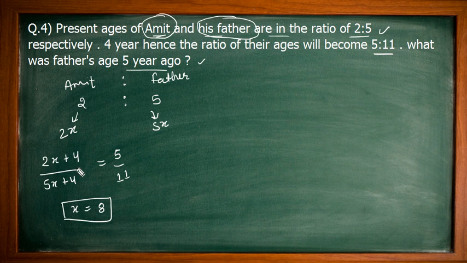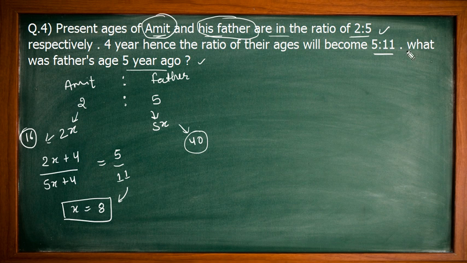After solving this equation you will get the value of x, that is 8. Put 8 here, so 8 into 5 it will be 40, and 8 into 2 it will be 16. So Amit's age right now is 16 and the father's age right now is 40.